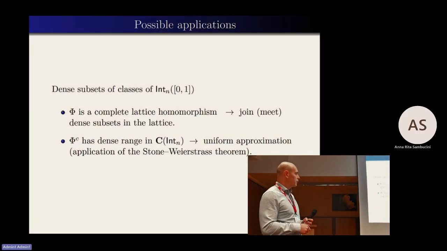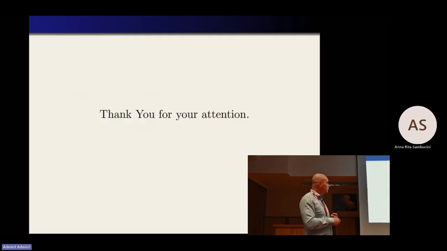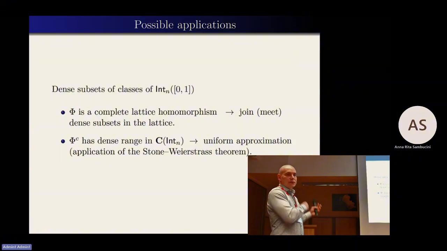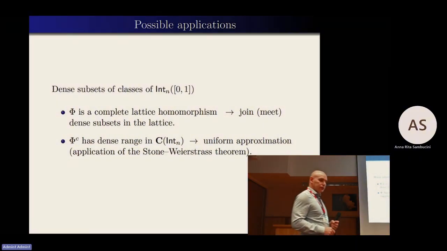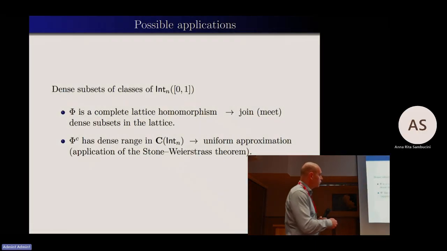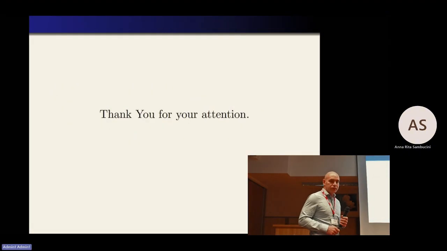For example, one can apply the Stone-Weierstrass theorem to find dense subsets in the domain, and then transform them to the class of intermediate functions. So this is all still work in progress. This is only some possible application. So okay, thank you.